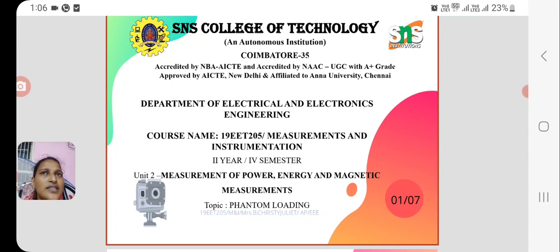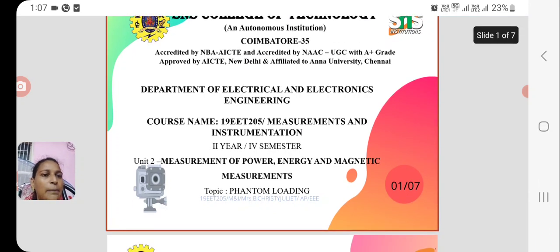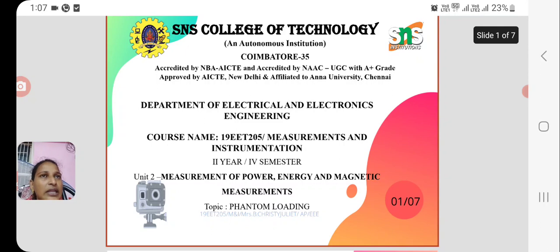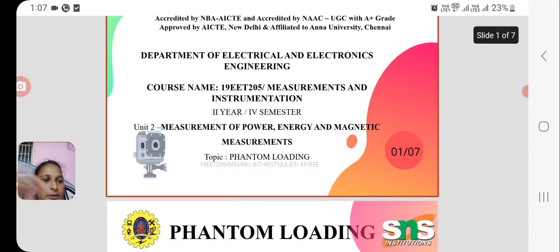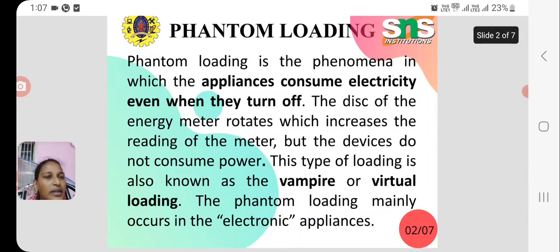We have certain tests to measure the capacity of an energy meter as well as watt meters, but those tests consume more power. So the problem here is that we need a testing procedure in which the power consumed should be less. To overcome this, here comes the idea of phantom loading. So let's see what is phantom loading.